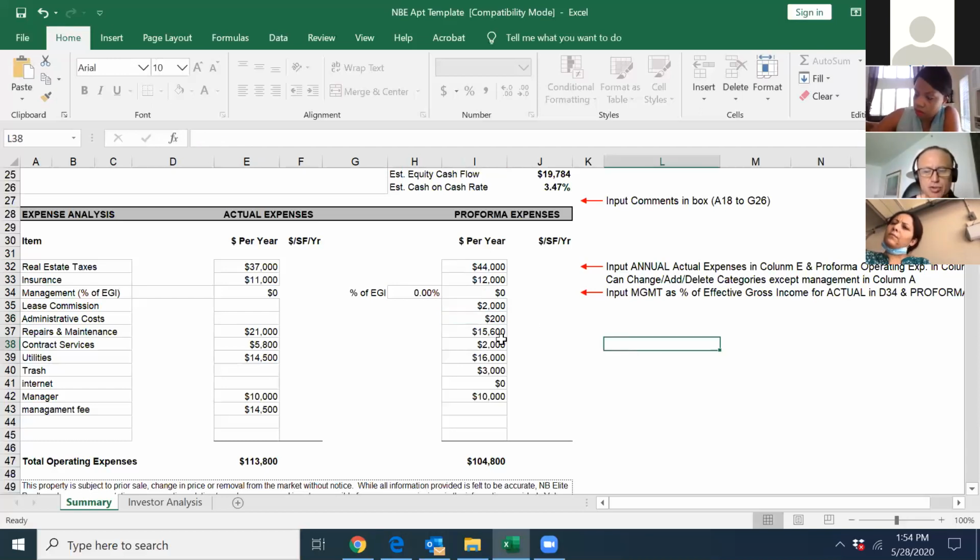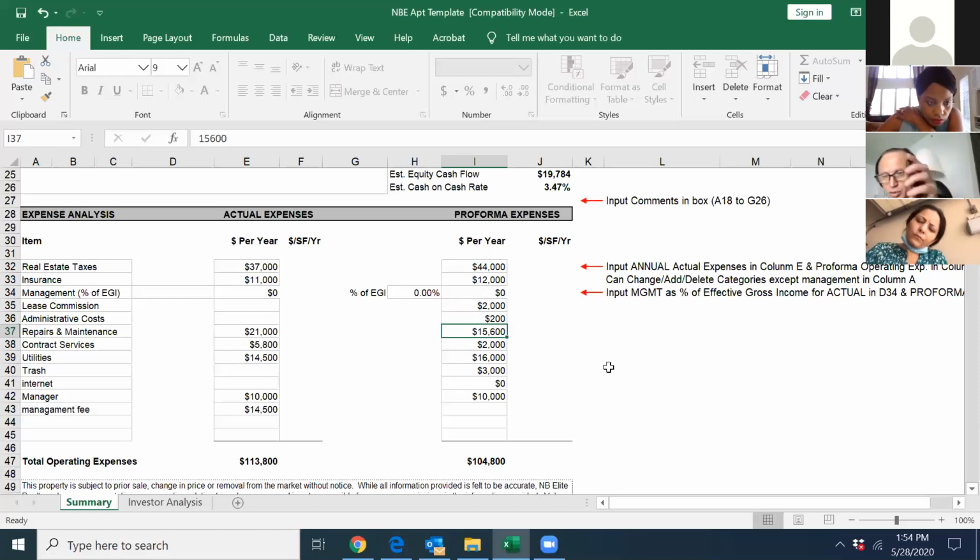Repair and maintenance. Usually what I put there is $50 per unit per month. So 18 units, look, I'm calculating everything, 18 units times $50 is 900. So I'll say 1,000 a month times 12, $12,000.